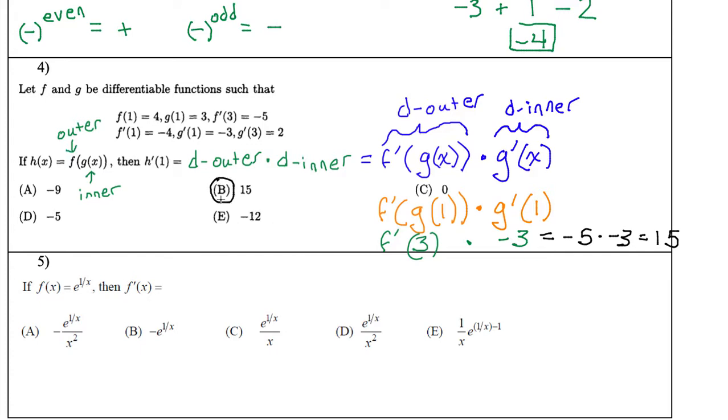Wait, how did you get the F prime again? So F prime, you're coming all the way back to this step, right? This F prime comes from the derivative of the outer. But I'm asking where you got F prime of 3. So G of 1, what did G of 1 turn into? What is G of 1? I come back over here. G of 1. Oh, okay. I didn't see that.